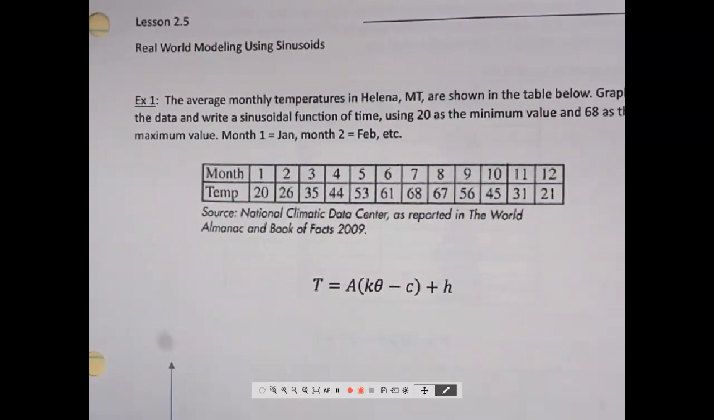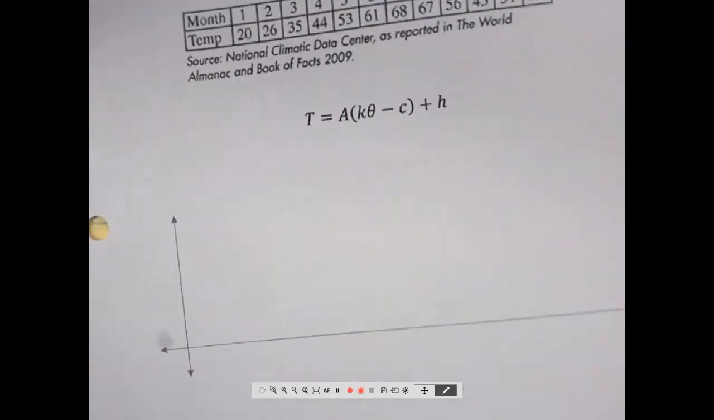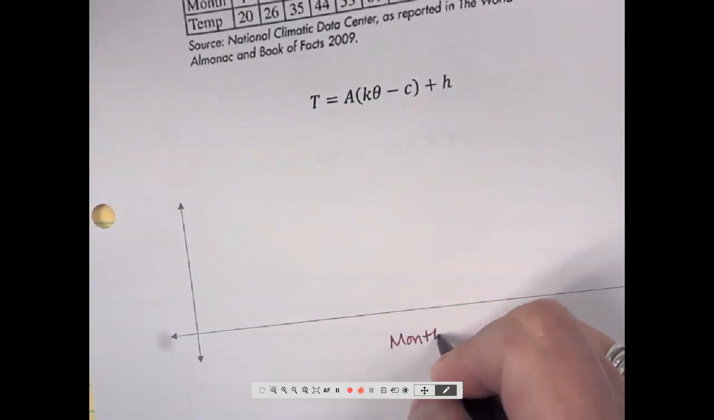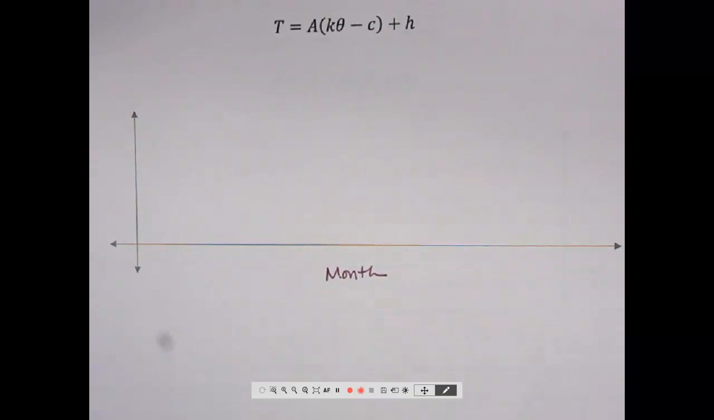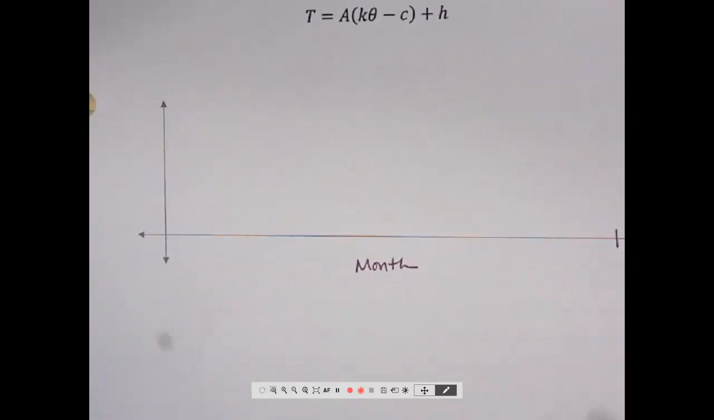Okay, so if I'm going to graph this, what should my x-axis represent? The temperature or the month? The month. And then the temperature I'll put on that y-axis over there. Okay, so let's label this months. Now I have to go out to December, right? Or 12, which will represent December. I'm just going to go ahead and put that mark out there.